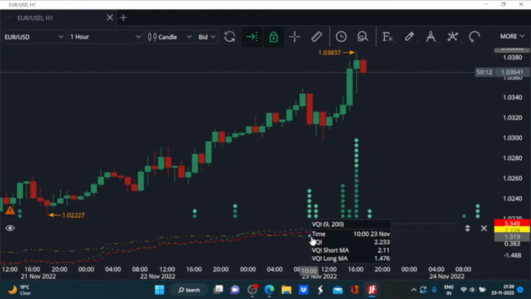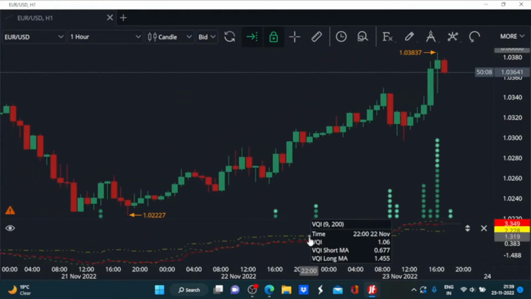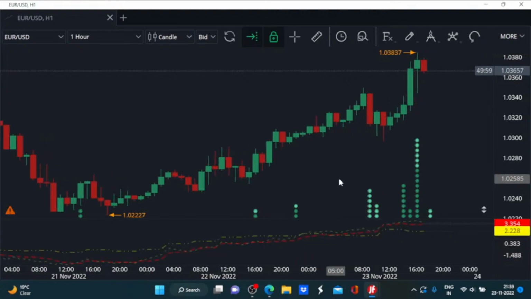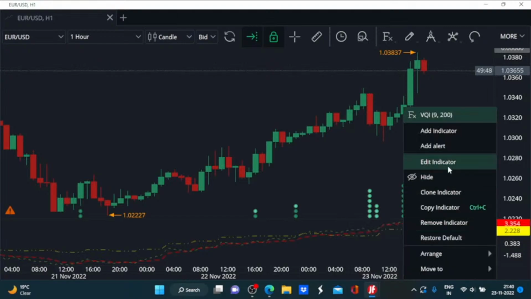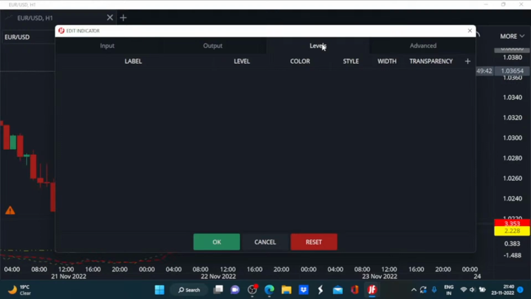So now the values are there. These are fairly usable, and to retrieve the individual output value at any point in time, you can simply take the cursor and check out the values. But if you want to reduce the clutteredness of the chart, if you want the chart to look clean in that sense, you can reduce the transparency of the output value and it will work just fine. Then comes the output color combination and then levels.